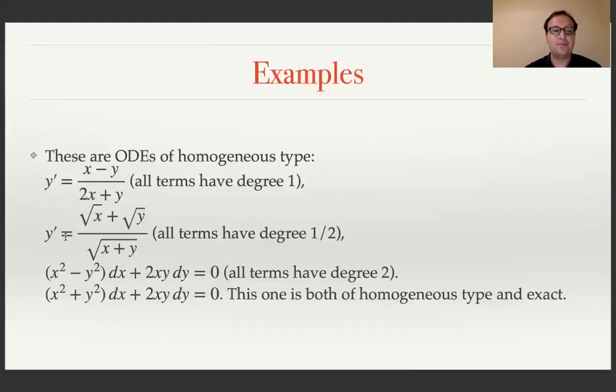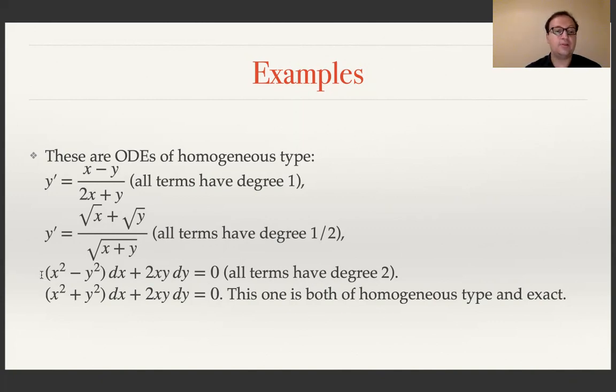Okay, y prime is equal to square root of x plus square root of y over square root of x plus y is again a homogeneous equation because all terms have degree 1/2, as you can check. So square root of x, square root of y, and square root of x plus y are all three of them homogeneous functions of degree 1/2. So both the denominator and the numerator are homogeneous functions of degree 1/2. So the equation is of homogeneous type.